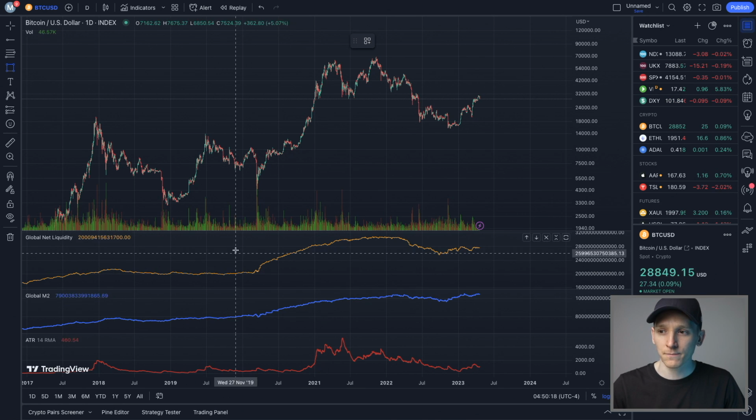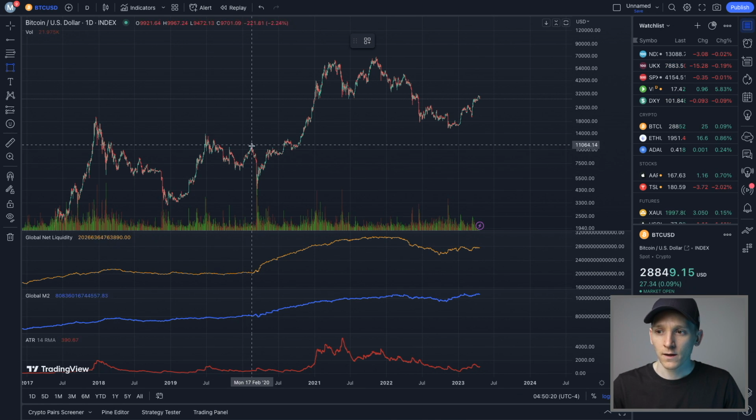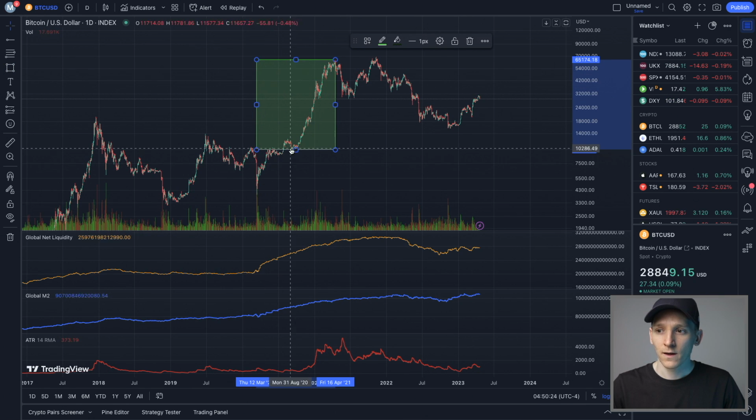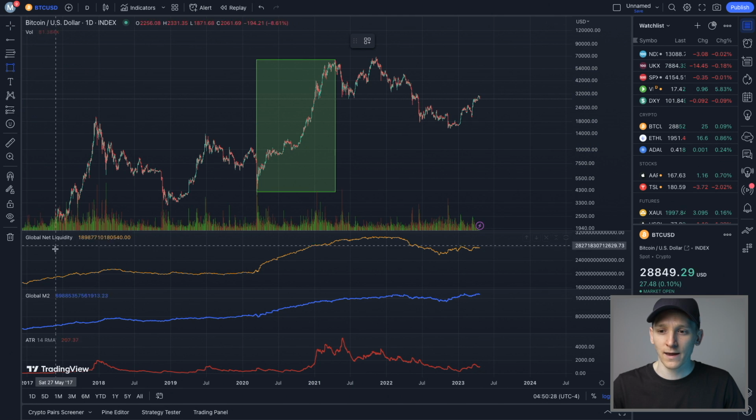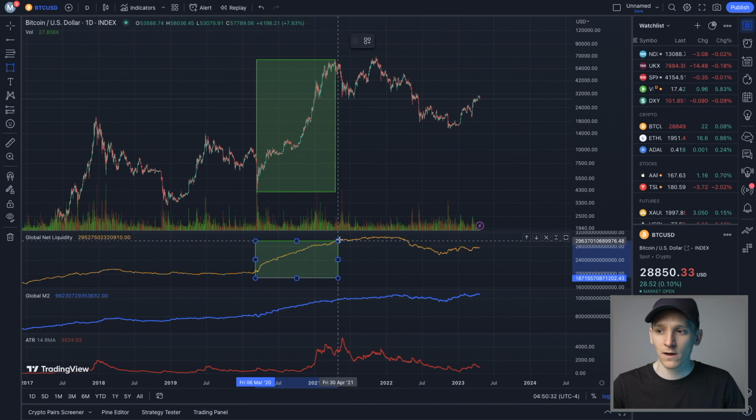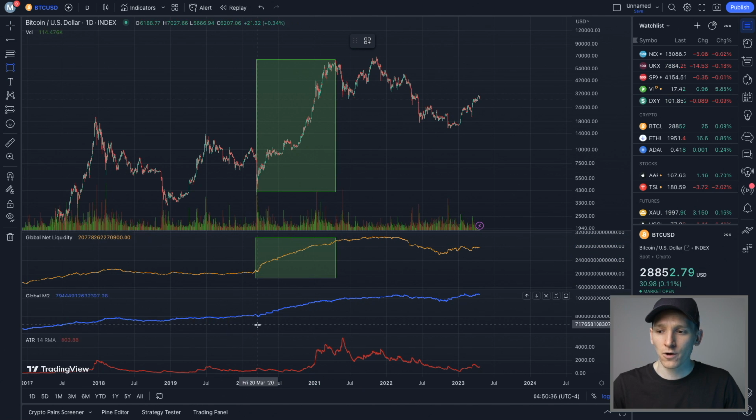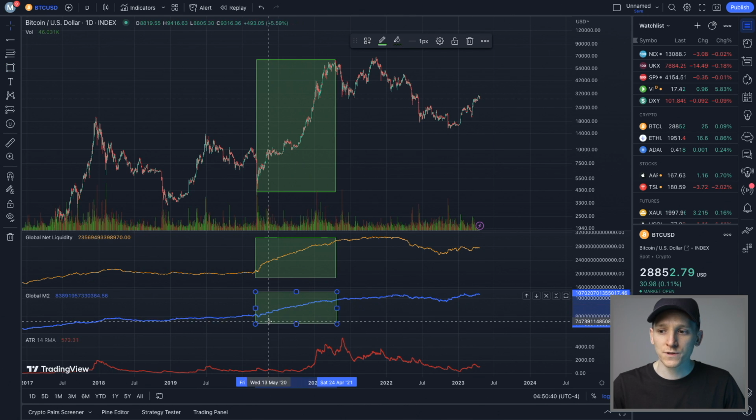They have a correlation. So I just want to show you right here that this is one of the biggest bull markets of all time for BTC that we just got in 2020. Now, as you can see here, if we look down to the net liquidity from central banks, around this exact time you had a huge rise in net liquidity from central banks, and global M2 at the same time, which is global money supply, also grew.